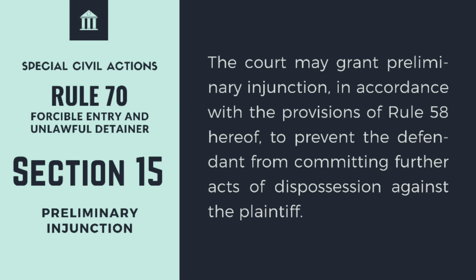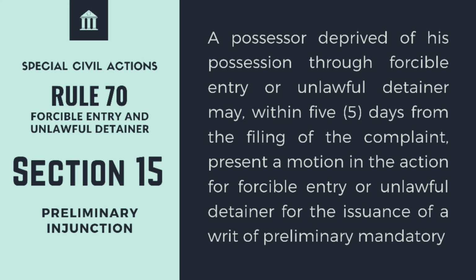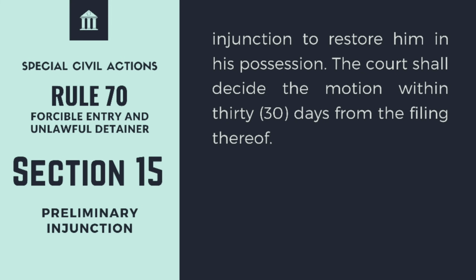Section 15. Preliminary Injunction. The court may grant preliminary injunction, in accordance with the provisions of Rule 58 hereof, to prevent the defendant from committing further acts of dispossession against the plaintiff. A possessor deprived of his possession through forcible entry or unlawful detainer may, within 5 days from the filing of the complaint, present a motion in the action for forcible entry or unlawful detainer, for the issuance of a writ of preliminary mandatory injunction, to restore him in his possession. The court shall decide the motion within 30 days from the filing thereof.